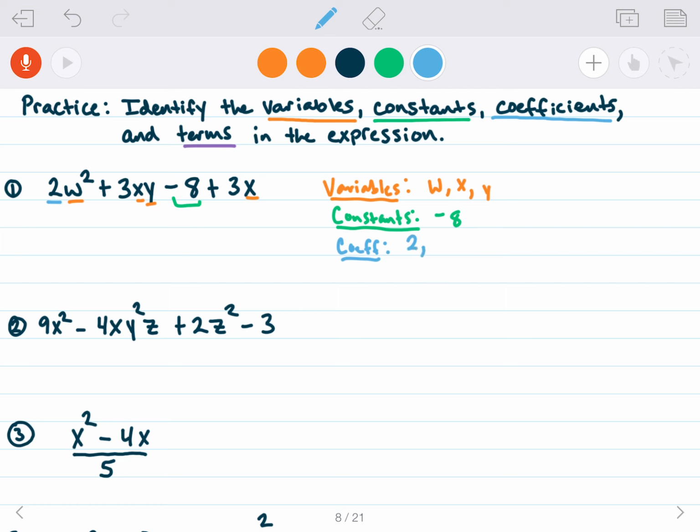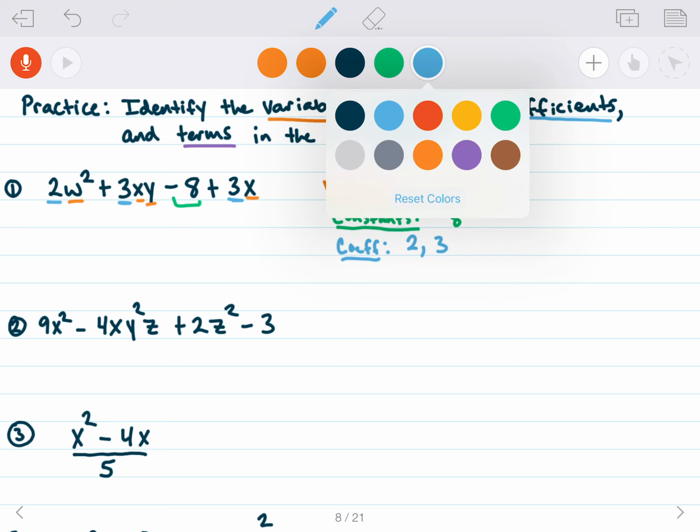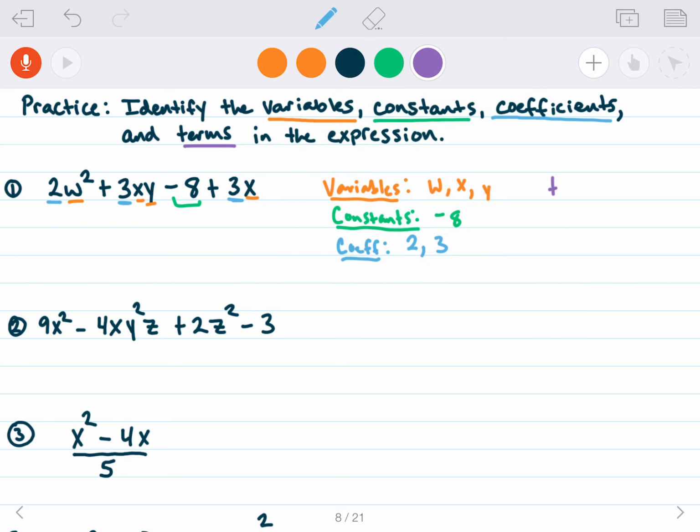So we have 2, we have 3 because it's attached to xy, and we have 3 over here, but we don't have to write the 3 twice. We already wrote it. And terms are going to be anything that's stuck together with multiplication, and remember, terms are separated by plus and minus signs. So the first term is the 2w squared. This is all attached by multiplication. It's 2 times w squared.